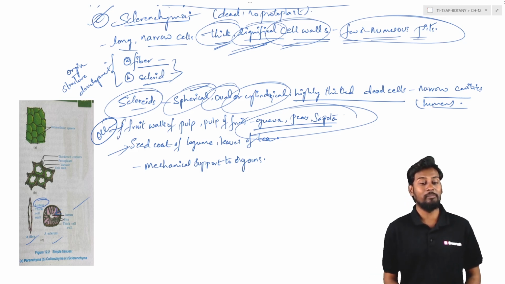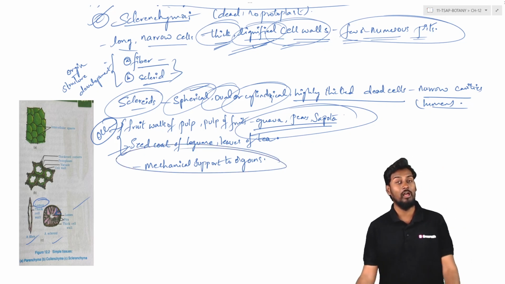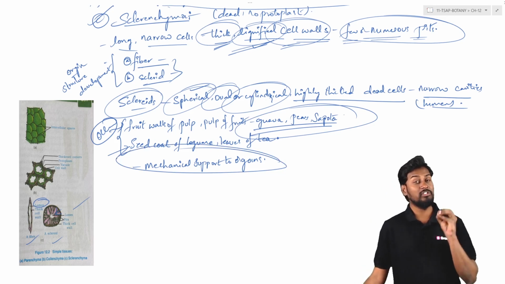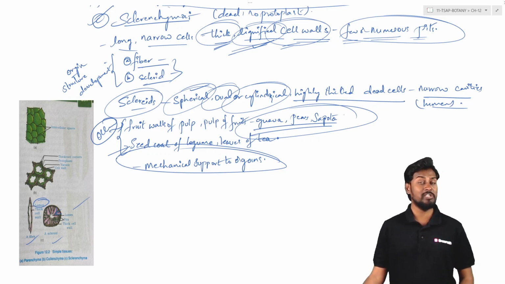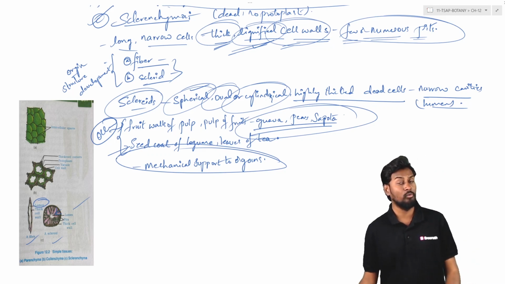Apart from being present in the seed coat and the seed walls, it is majorly involved in mechanical support to the organ. That is, they are involved in supporting the organs of the plant, especially the fruit and the fruit pulp.